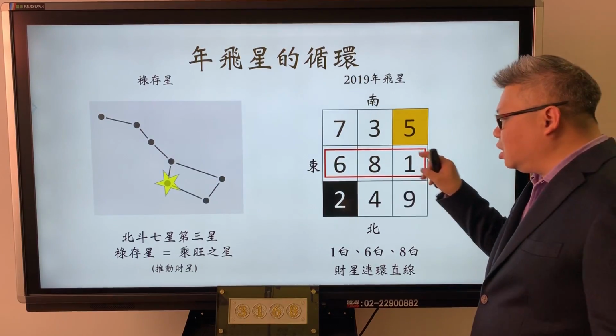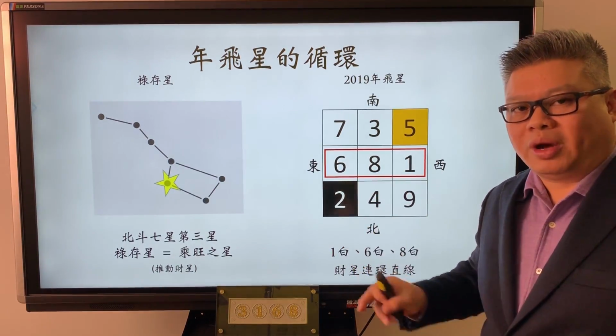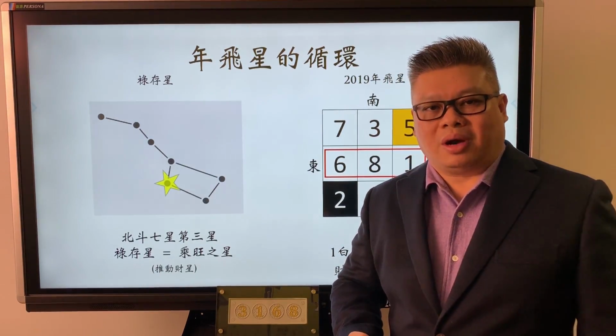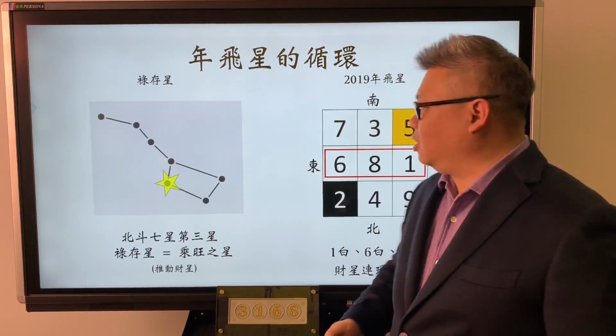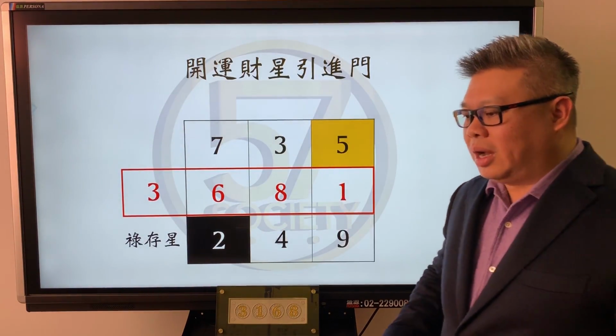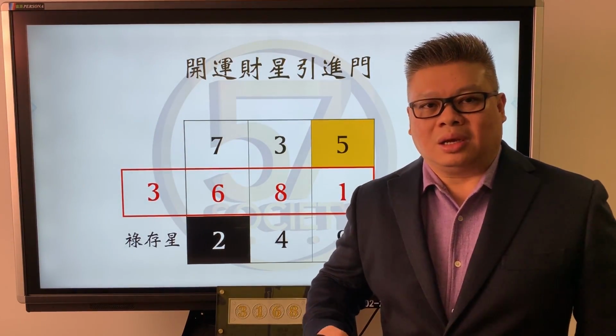But we circle the 6, 8, and 1 in particular because these are wealth stars. So the wealth stars bring about what? Bring about wealth and good fortune. Okay, so we need to know how to harness the power.